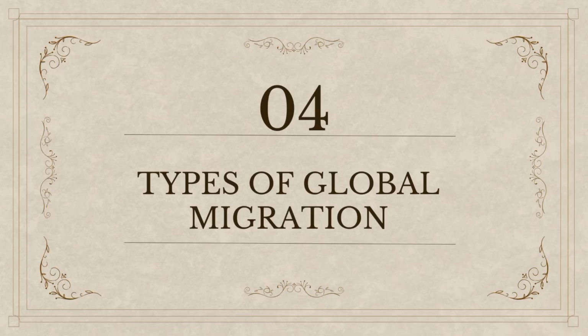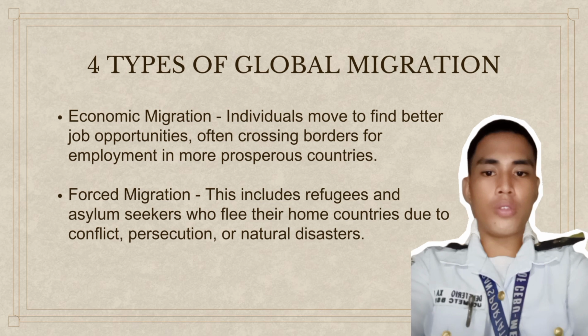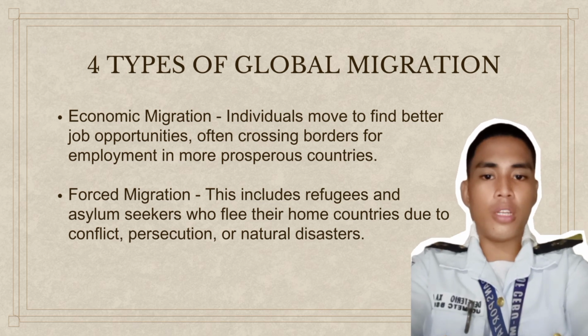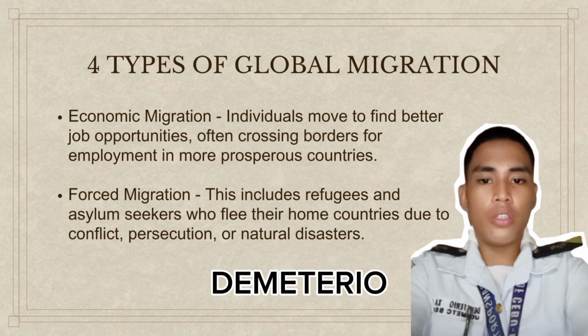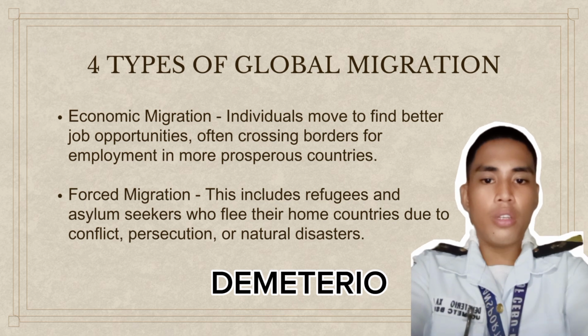Types of global migration. So good day, sir. I am Cadet Demeterio, and I will be explaining two of the four types of global migration. So first of all is economic migration. Economic migration is a type of migration where individuals move to another country primarily for economic reasons. This typically involves seeking better employment opportunities, higher wages, or improved living conditions.